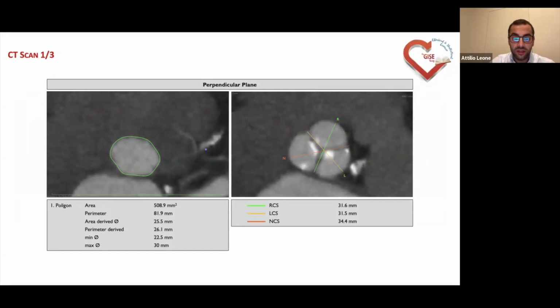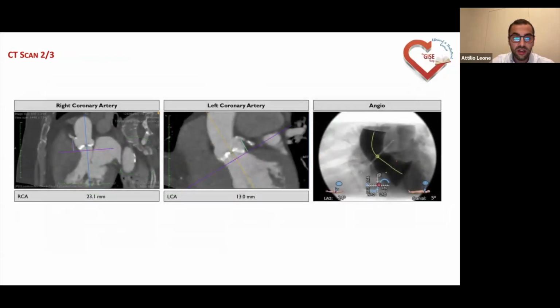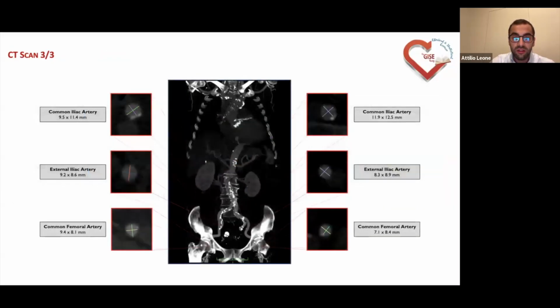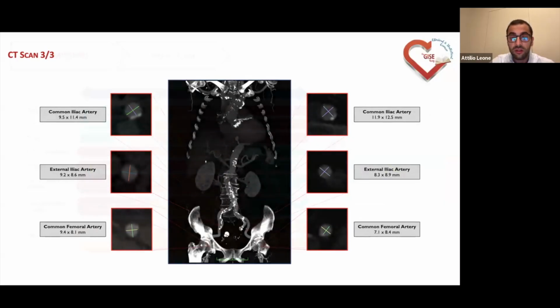At this time, the procedure was stopped, and then, as we routinely do in these cases, we performed a CT scan, from which we had a lot of information. The area of the annulus was 508.9 millimeters squared. The perimeter was 81.9 millimeters. The sinuses were wide enough, at least 31 millimeters each. Coronary height was 23.1 millimeters for the right and 13 millimeters for the left. From the vascular side, as you may see, there were diffuse calcification and some tortuosity of both right and left iliofemoral axes, with caliber preserved and suitable for transfemoral TAVI.